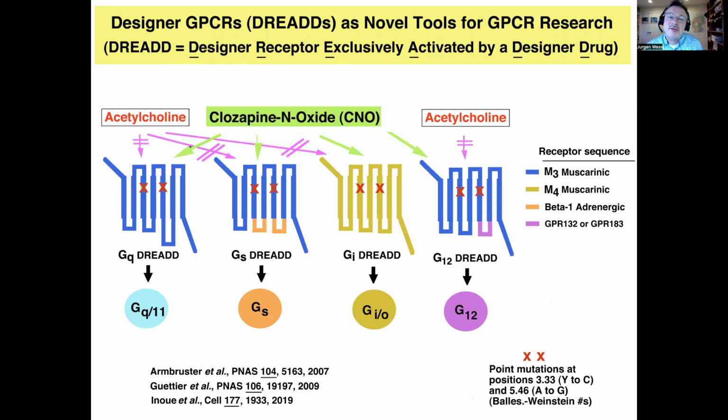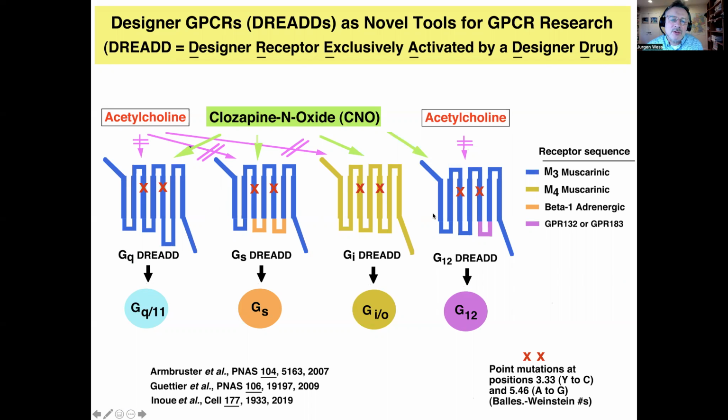Structurally, the most commonly used DREADDs are mutant muscarinic receptors, which, due to a pair of point mutations within the transmembrane core, are no longer responsive to acetylcholine, which is the endogenous agonist on muscarinic receptors. However, these DREADDs can be selectively activated by a synthetic drug called clozapine N-oxide, or short CNO, which activates these receptors with high potency and high efficacy. Most importantly, CNO is pharmacologically inert, at least when used in the proper concentration or dose range.